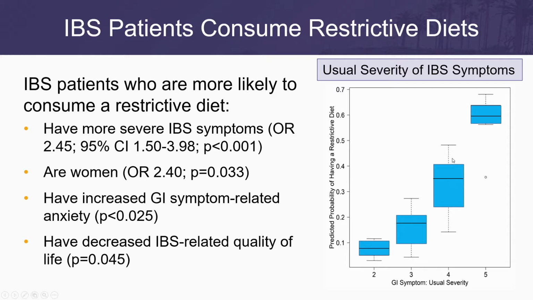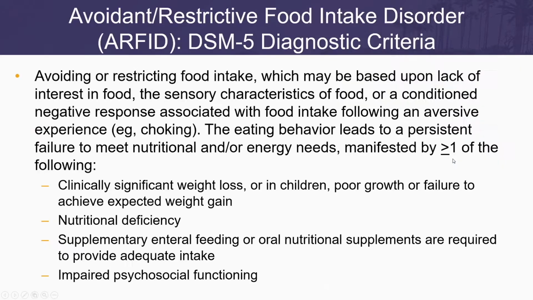Women were more likely to go on a restricted diet than men, and so were those who had increased GI symptom-related anxiety. So they had anxiety related to their GI symptoms, and they also had a decreased health-related quality of life.